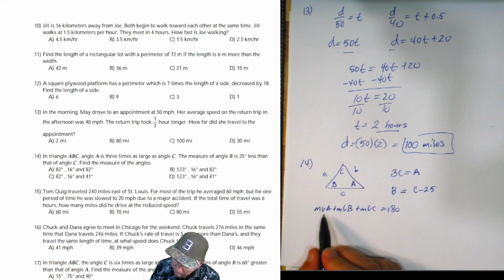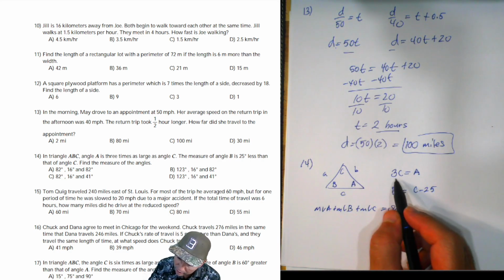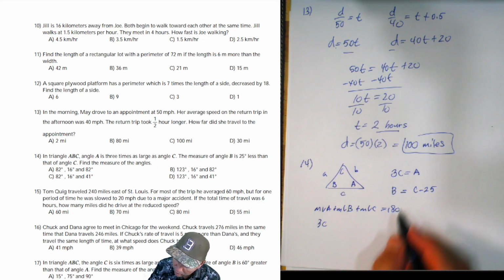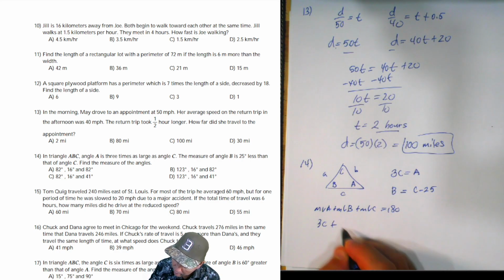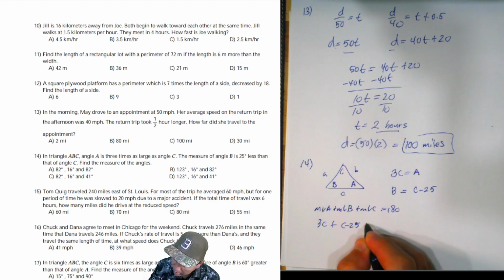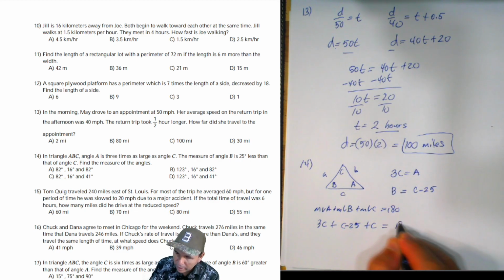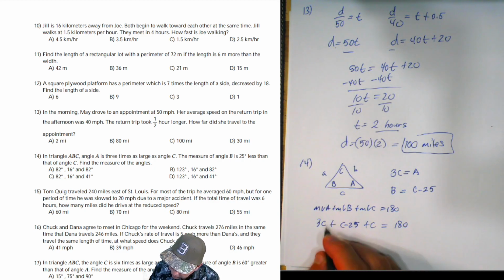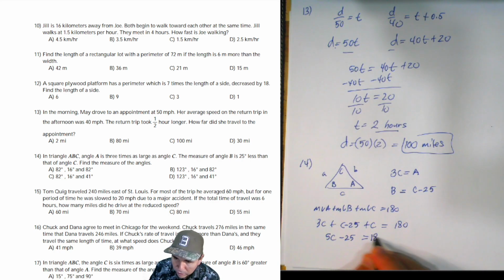That means that I can substitute 3C for A, and we can substitute C minus 25 for B, and then add C, and you're going to get 180. So then 3C plus C plus C is 5C, and you're going to add 25, sorry.